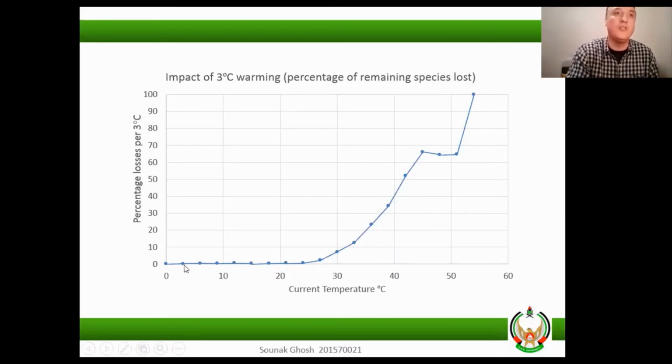If you live in a cold country and it goes up by 3 degrees, it doesn't make a huge amount of difference. If you live in a warmish country, it goes up by 3 degrees, it makes a difference. If you live in a hot country, it goes up by 3 degrees, it makes a big difference. And if you live in a very hot country, it makes a huge difference. So it's looking really that species in cold regions are not near to these upper critical temperatures. Species in hot regions are. And the hotter the region, the bigger the risk, the bigger the potential impact.